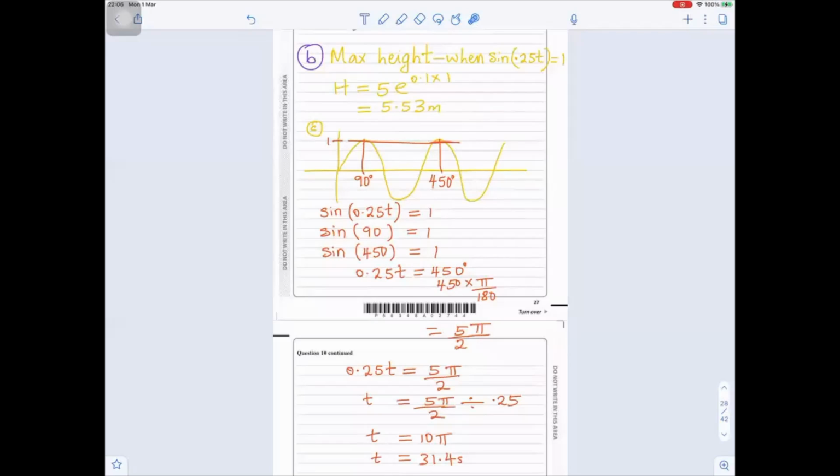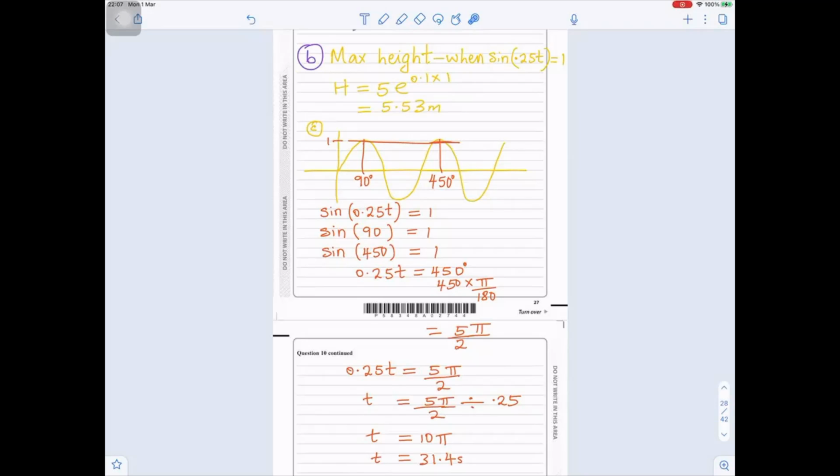For part B, maximum height is when the sine of 0.25t is equal to 1. So when all of that is 1, the power is 0.1 times 1, so it's e to the 0.1 times 1. Replace that with 1. So put that in your calculator, you get 5.53 meters.